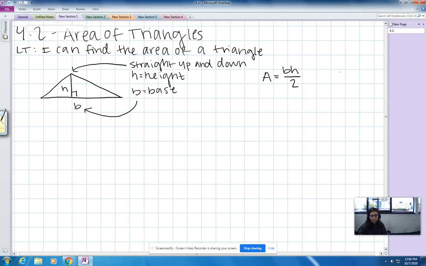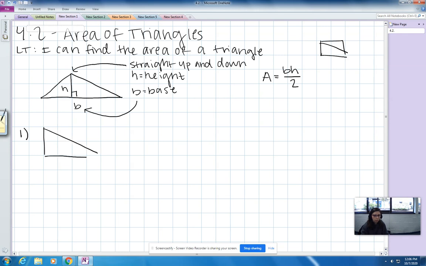And this formula kind of makes sense because when we find the area of a rectangle, we do base times height. And a triangle is basically half of a rectangle, right? We could take a rectangle, cut it in half, and it becomes 2 triangles. So the area of a triangle is our base times height, and then we divide it by 2. We cut it in half. So let's do a couple examples of that.